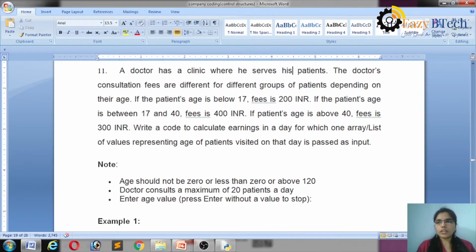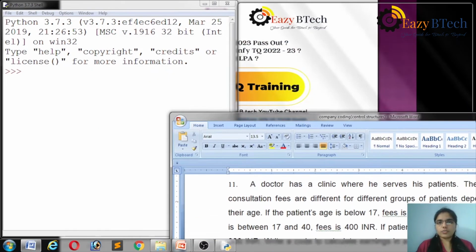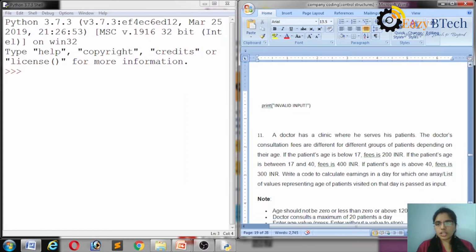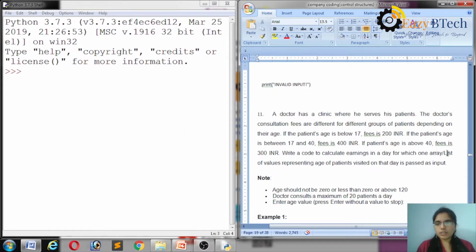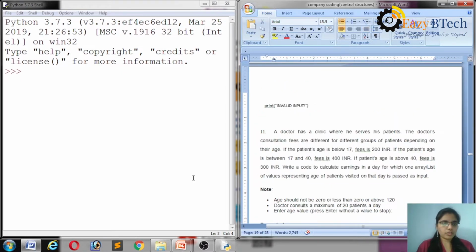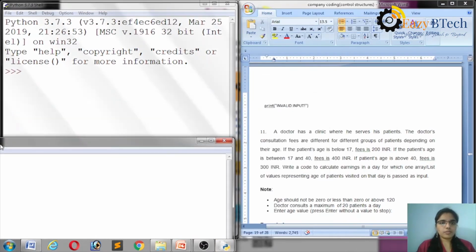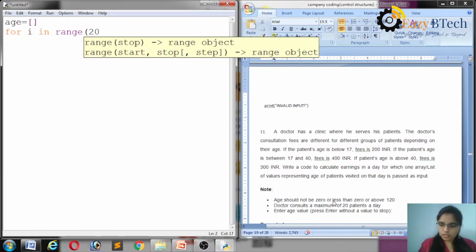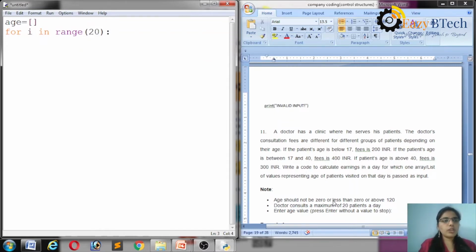First of all, you have to take a list. Why? Because here in the description it says array or list. In Python it will be considered as list. First of all, I have to take age in list format. After that, how many patients are there per day? There are maximum 20 patients. For i in range of 20, so the loop will be repeated 20 times.